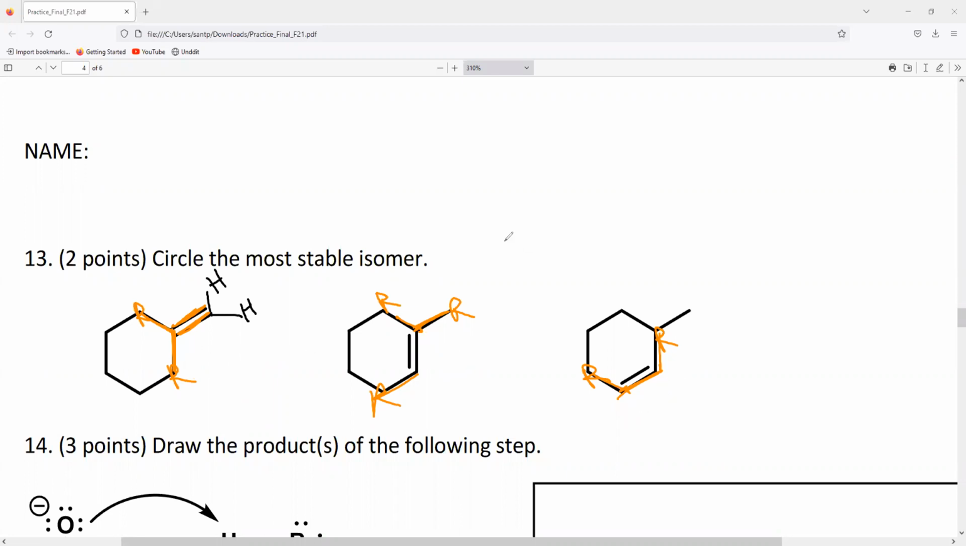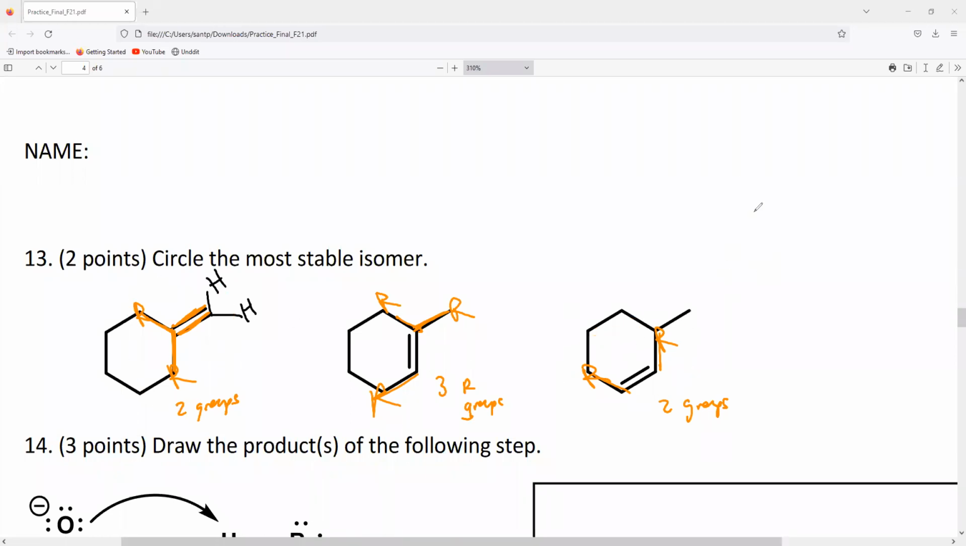Just count the number of groups coming out of the pi bond. The more carbon groups, the better, right? So this has 3 carbon groups, so 3 R groups. This has 2 groups, and this has 2 groups. Now, between these two, that's a very difficult question, actually. Every professor you ask will give you a different answer for particularly this guy and this guy.